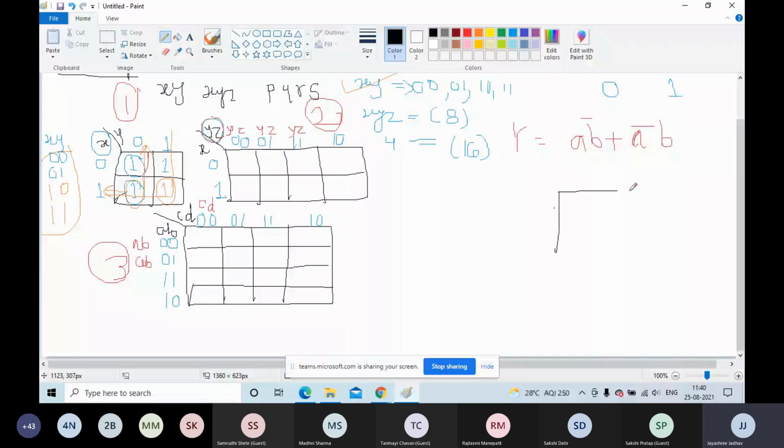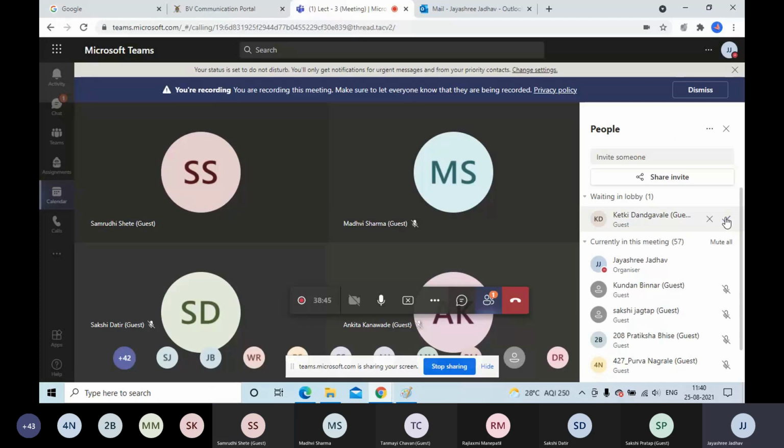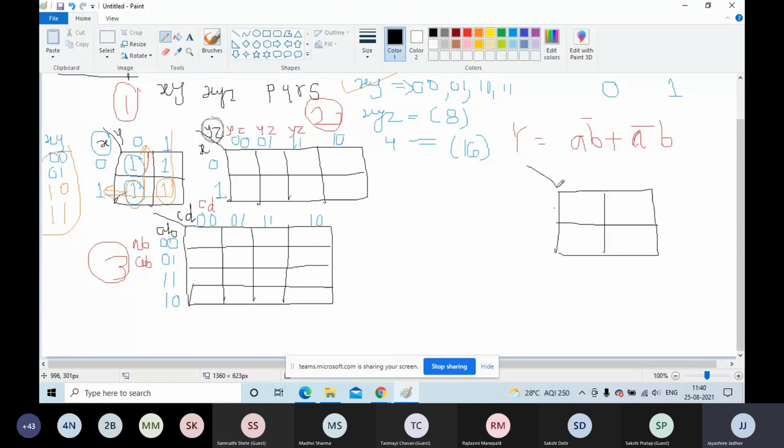Which variables are there? A and B. Yes, A and B, correct. Very good. So I have to write here A and B. Now what is the value of A? Either 0 or 1. Same for B, either 0 or 1.